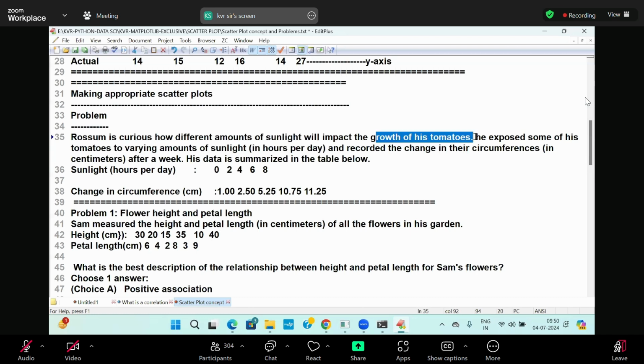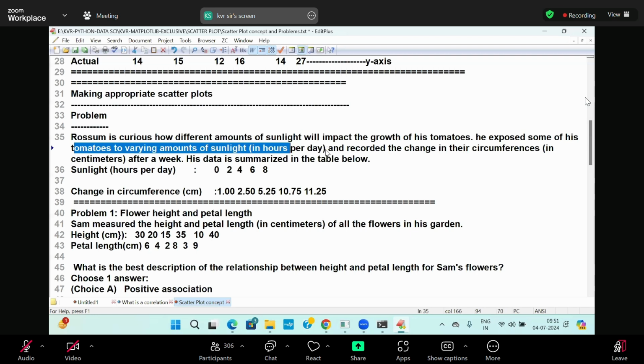Normal sunlight, more sunlight, and then no sunlight. What will happen? No sunlight, no growth. Normal sunlight, some growth. More sunlight, some growth. You have to measure the relation, so you can suggest to the farmer which sunlight to keep. So he exposed some of his tomato trees to various amounts of sunlight in hours per day.